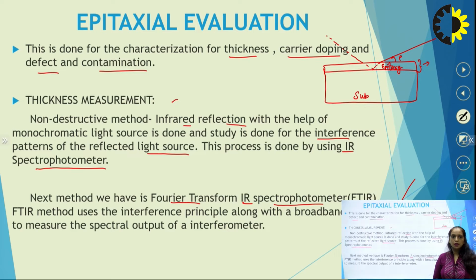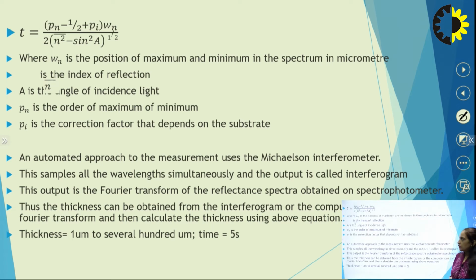The next method is the Fourier transform IR spectrometer, the FT-IR method. This method uses the interference principle along with a broadband IR source. It is used to measure the spectral output of the interferometer. So this is the formula. By using this, we can have the thickness of the epitaxial layer.